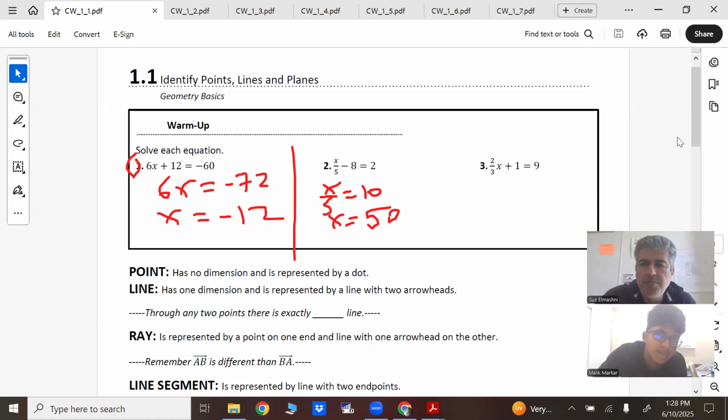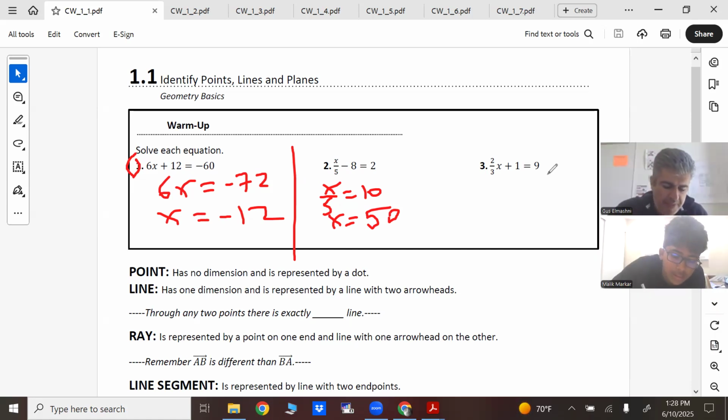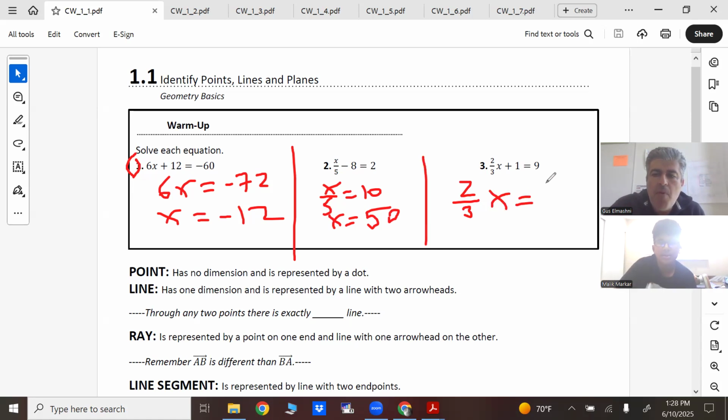This last one here. Add minus 1 on both sides, so 2/3 x equals 8. And then I'd multiply by 3 on both sides, so then I'd get 2x equals 24, and then x equals 12. Yep.